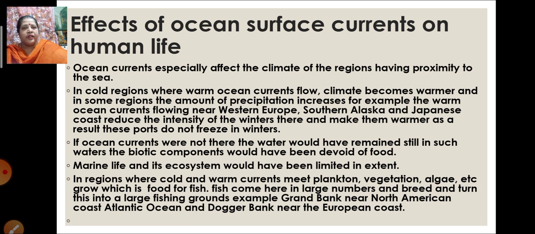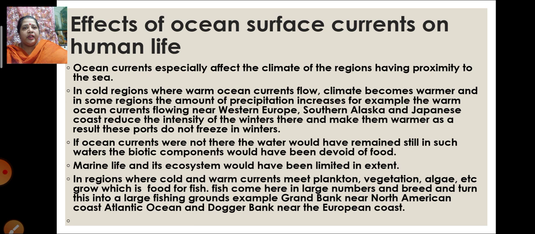the warm currents, when they are crossing each other, they meet at a certain place. Just because they meet there, plankton, vegetation and algae grow over there, which are the food for fish. Because of this food, more and more fish are attracted towards this part. Fish come here in large numbers, breed, and turn this area into a large fishing ground.